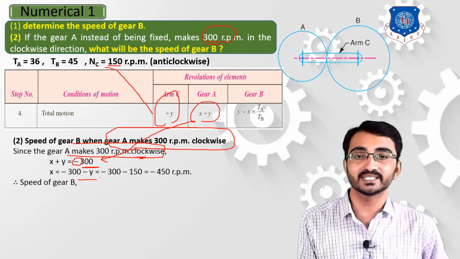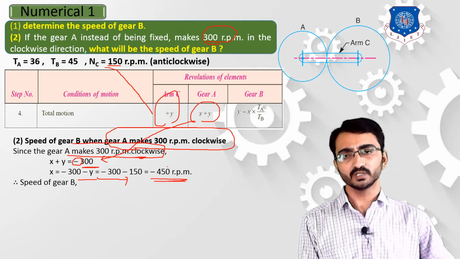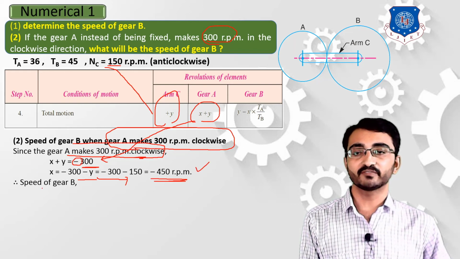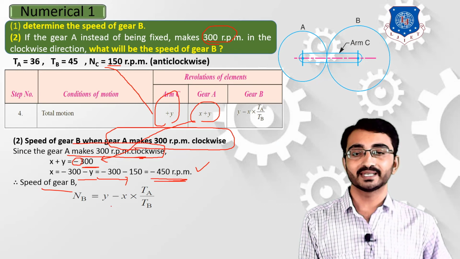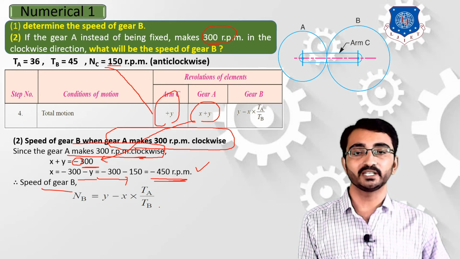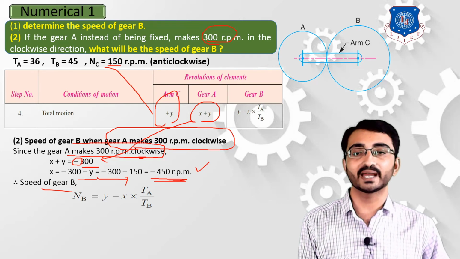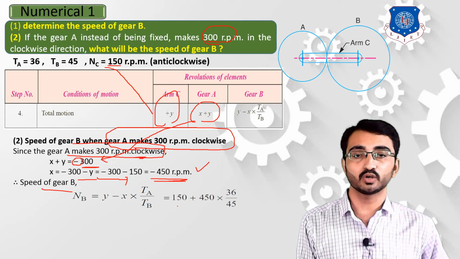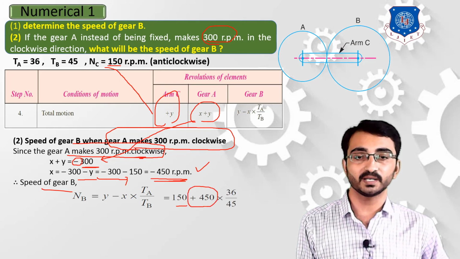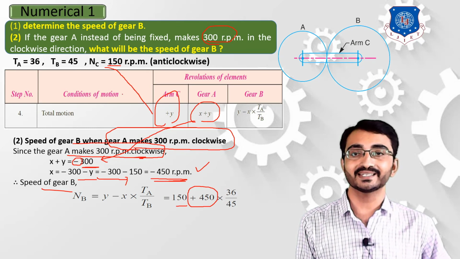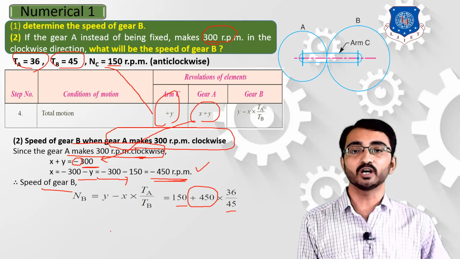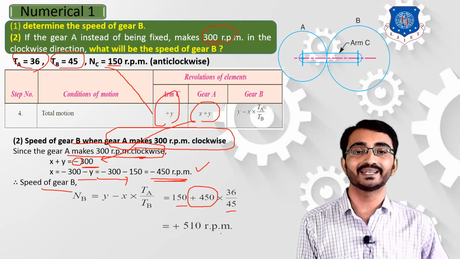So if we put y equal to 150, then we can say that x is equal to minus 450. Now from the values of x and y we can find the speed of gear B. The equation remains the same, y minus x TA upon TB. Now we have to put the different values of x, y, TA and TB. So y is equal to plus 150 and x is equal to minus 450, that will give us plus 450 into TA, that is 36, and TB is equal to 45. By putting these values we get the speed of gear B equal to plus 510 rpm.